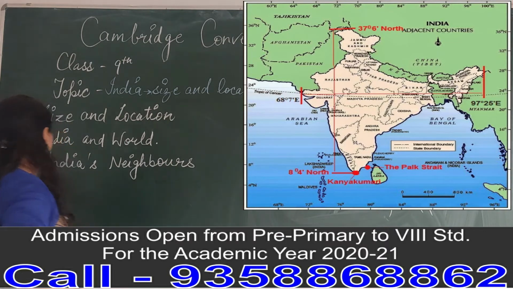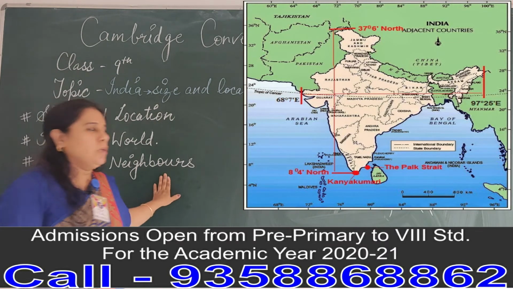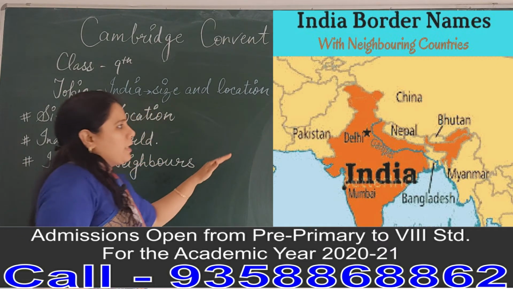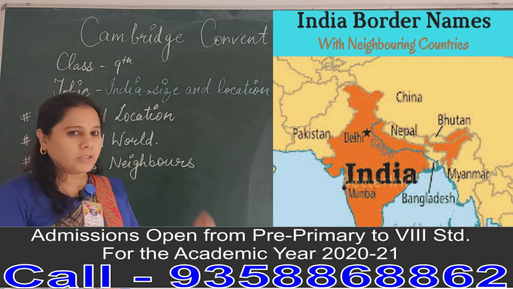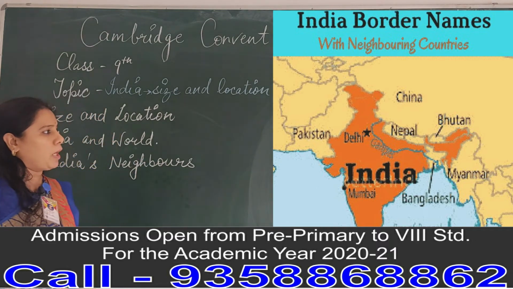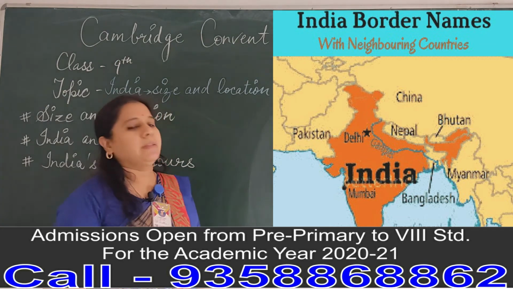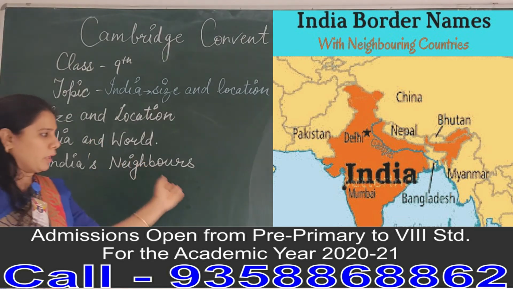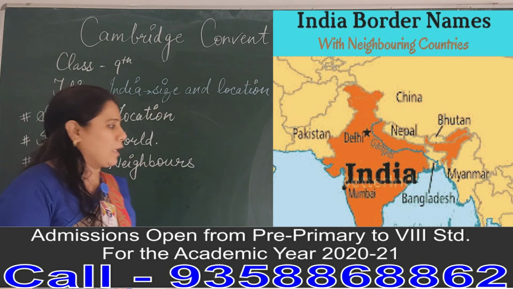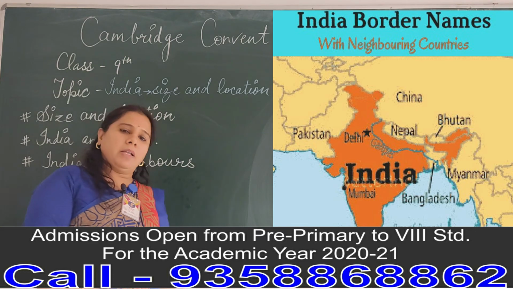Now let us come to the third topic, India's neighbors. India shares its land boundary with Pakistan and Afghanistan in the northwest, China, Nepal and Bhutan in the north, and Myanmar and Bangladesh on the east side. Across the sea towards the south, we have neighbors like Sri Lanka and Maldives.